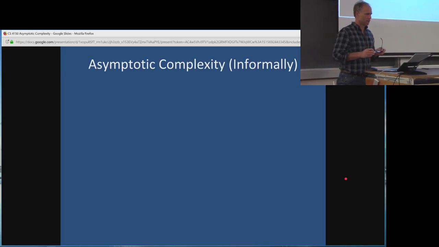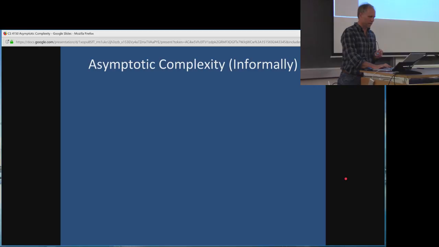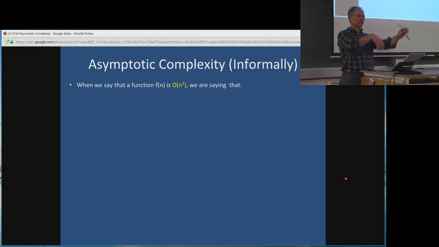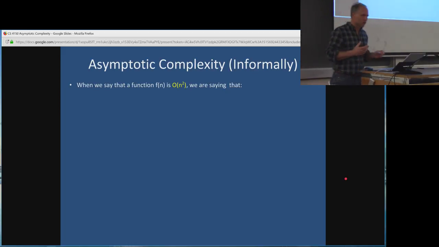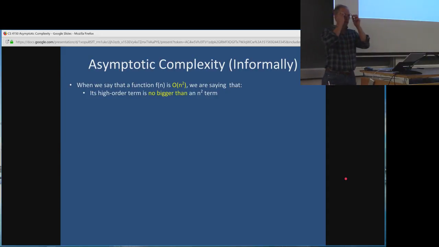So how about big omega? We'll talk about that. So when I say a function f of n is O of n squared, there are two ways to look at it. We can get this informal notion, the intuition I want you to have, and we could also get really formal about it. We can do both. But let's start with the informal. When we say a function f of n is O of n squared, we are saying its high order term is no bigger than an n squared term.